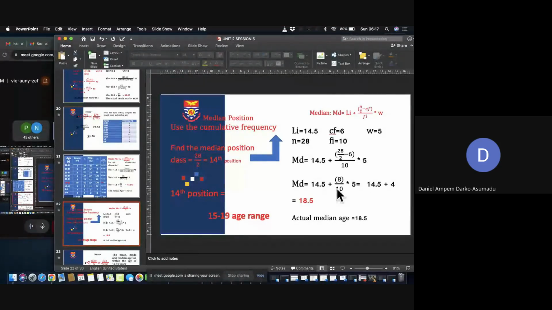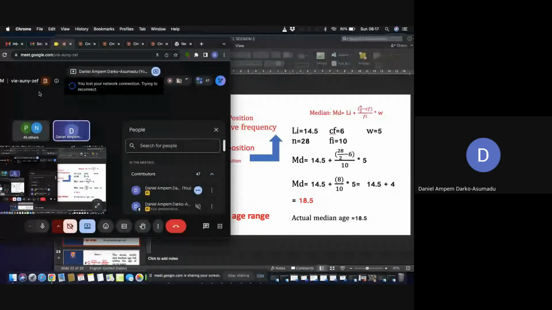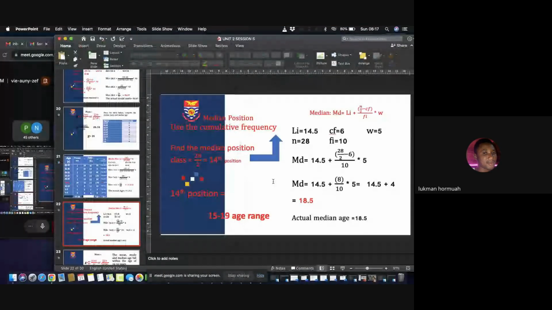When we add the 4 to 14.5, it gives us 18.5. So the actual median age is 18.5 years. So approximately the actual median age is 19 years. Please, is that clear? Yes, sir.